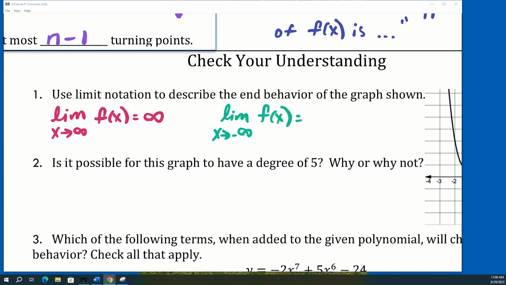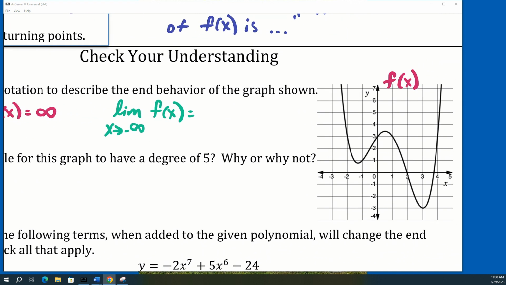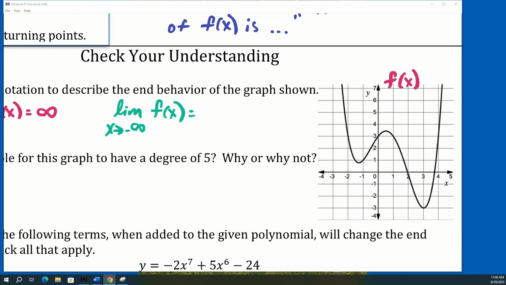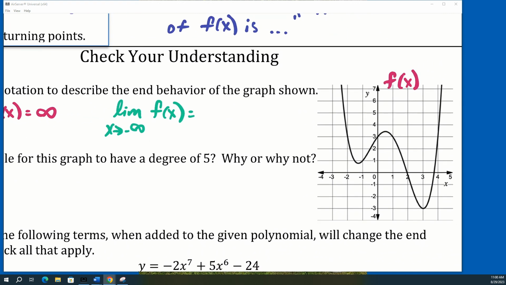All right. And then the left side is going to be the limit as x approaches negative infinity of f of x. What do you guys think? Positive infinity or negative? Should be positive infinity. So on the left side, the arrow is also pointing up. Even though you don't see an arrow, it's just going up, up, up forever.